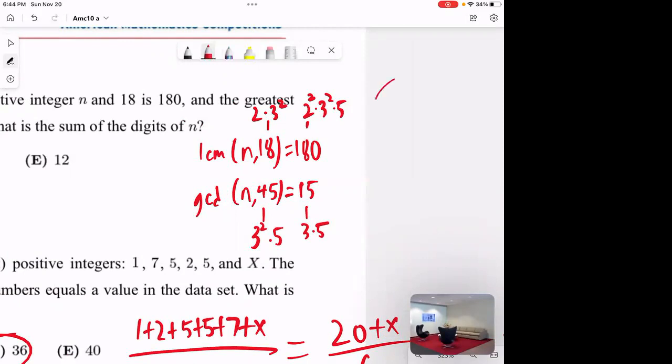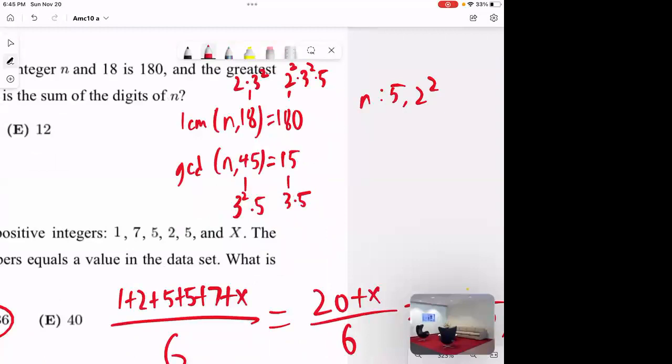So what we do, we can factor 18, right, into 2 times 3 squared, and 180 is 2 squared times 3 squared times 5. So this means if the least common multiple has all of these numbers, and 18 only has these, therefore n must contain a 5, right? Because 180 has 5, but 18 doesn't. And it also must contain 2 squared, because 180 contains 2 squared, and 18 doesn't, right? So the only way the least common multiple contains 2 squared would be if n had 2 squared. And yeah. Now let's move on to what we can get from this bottom part.